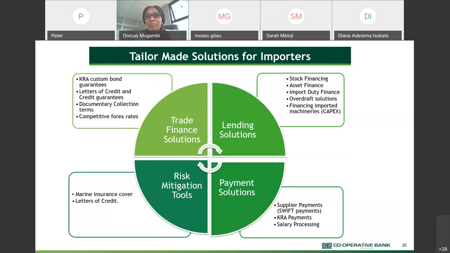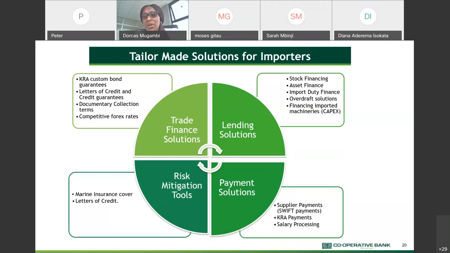Again, at the time of payment, remember some of the importations you will be doing, you will be required to pay using a foreign currency that is designated for that country. If, for example, you're importing from Europe, you'll be required to get some euros. If you're paying a supplier in the US, you will require US dollars. If you're doing China, you will again require some Chinese yuan. Here we normally offer very competitive pricing to ensure that you can meet your obligation and pay using whatever currency you have to pay.